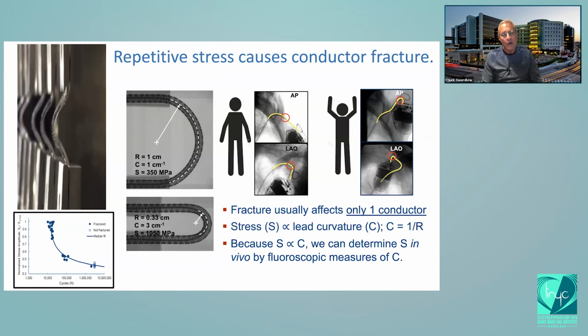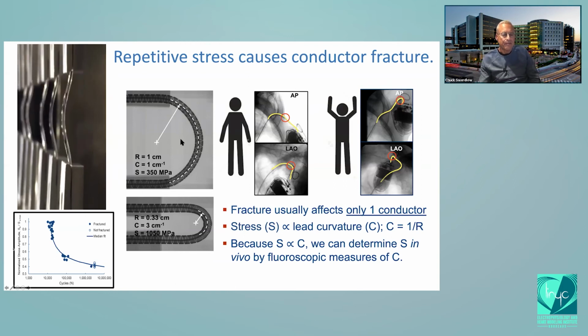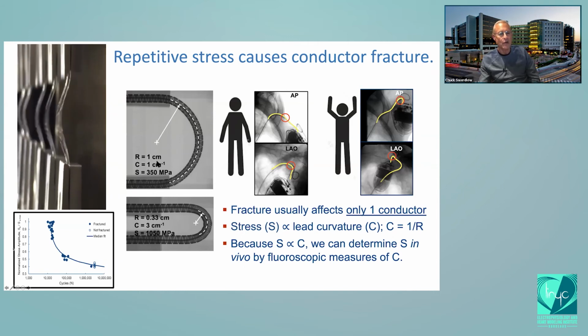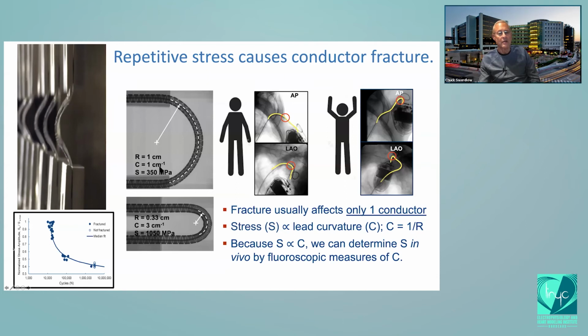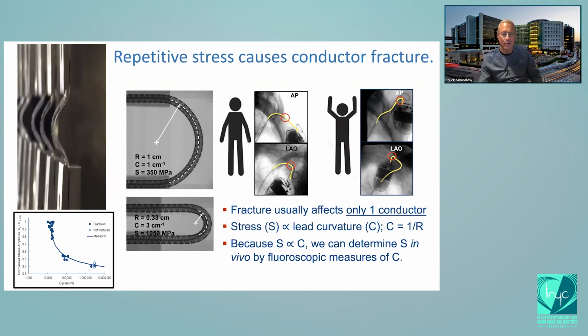The key mechanical engineering point is that stress depends on the curvature. Curvature is defined as the inverse of the radius of curvature. So here, if we have a 1 centimeter radius of curvature, the inverse of that is 1 centimeter to the -1. If we bend the lead with a 1/3 centimeter radius of curvature, then curvature is 3 times as great, and the stress on the cable and coil is 3 times as great.